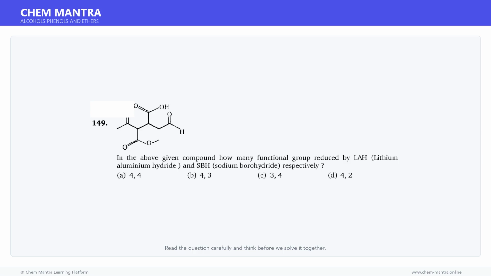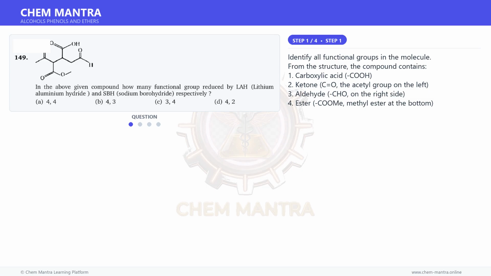Here is a question. Read it carefully and think about the answer. Let us solve it step by step. Let us begin solving this step by step. Identify all functional groups in the molecule.